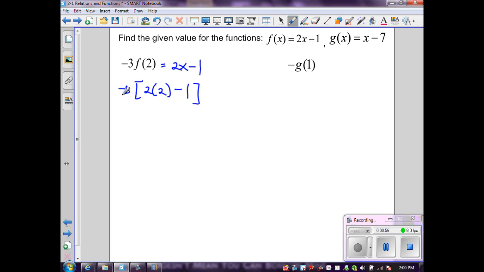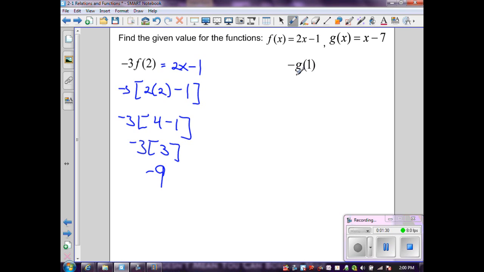I really don't need to write that there as long as I remember that this has to be done at the end of the problem. So I do write it there just as a reminder. So I bring down the negative 3. Work on the inside. 2 times 2 is 4 minus 1. That gives me a negative 3 times 4 minus 1 is 3. My solution is a negative 9. So my input value of 2 solves my function when I multiply by a negative 3 to be an output value of a negative 9.